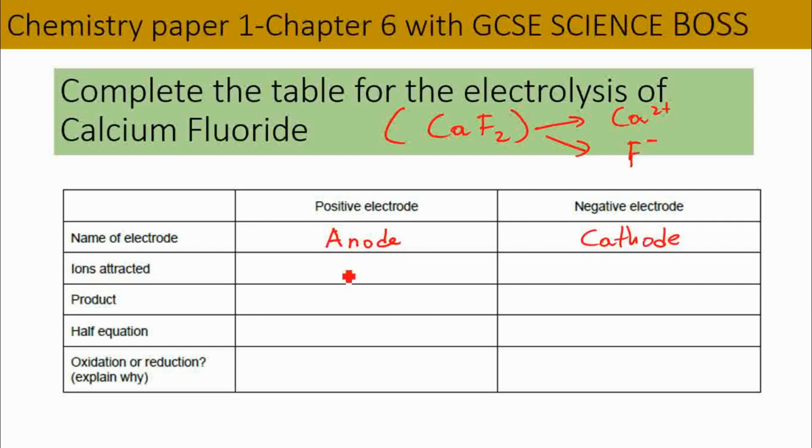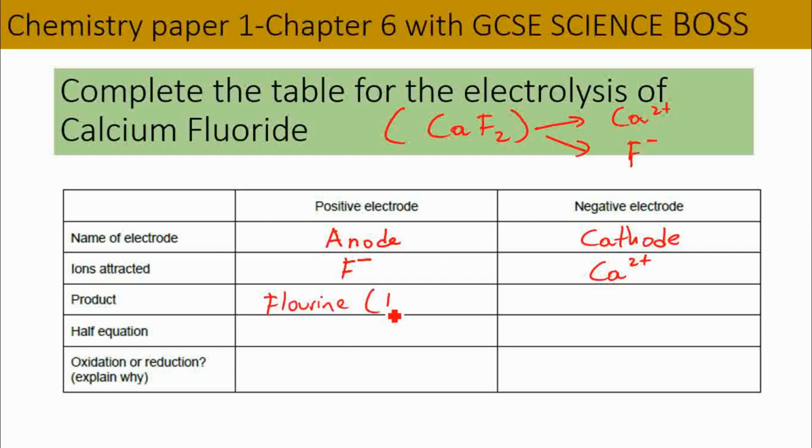Okay, good. What ions are going to be attracted to the anode? Your anions, and in this case, your F minus is going to be attracted there, and your cations are going to be attracted to the cathode. So that's going to be Ca2 plus. What product is it going to form? It's going to form fluorine.